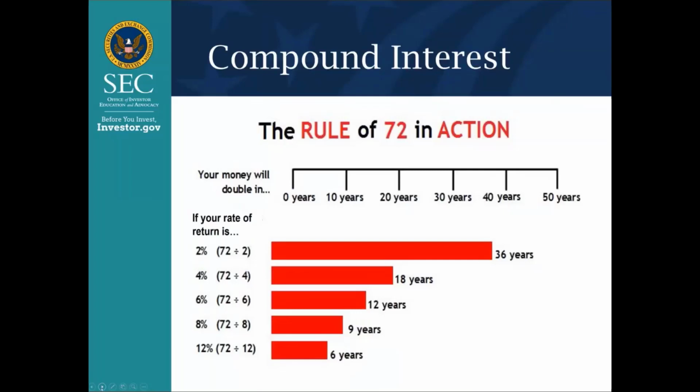The rule of 72 shows us how quickly money can double depending on the interest rate earned, thanks to compounding interest. Just divide 72 by the interest rate you want to earn, and that will show you how quickly you will double your money. Here are some examples.